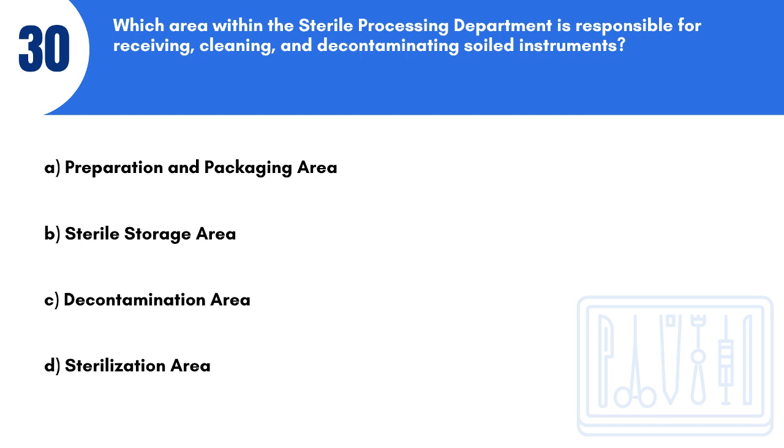Question 30. Which area within the sterile processing department is responsible for receiving, cleaning, and decontaminating soiled instruments? A. Preparation and packaging area. B. Sterile storage area. C. Decontamination area. D. Sterilization area.